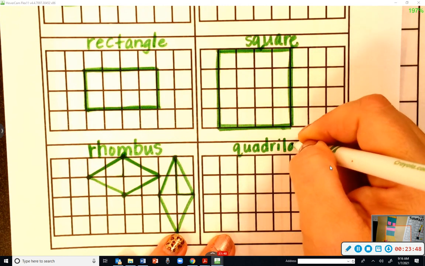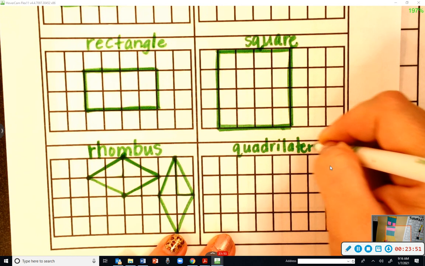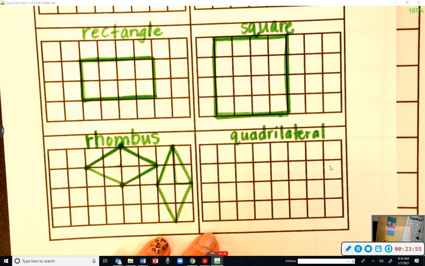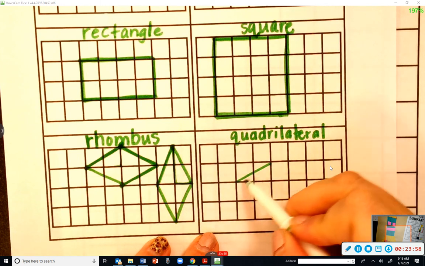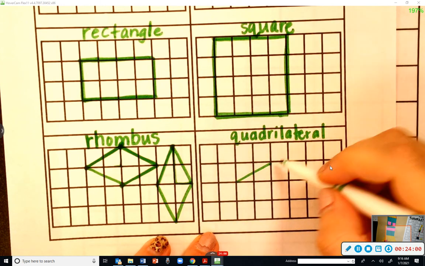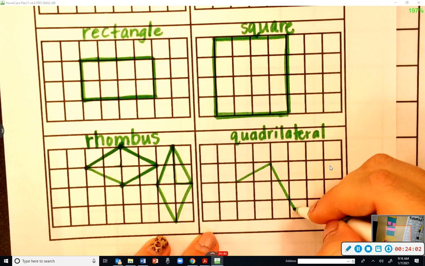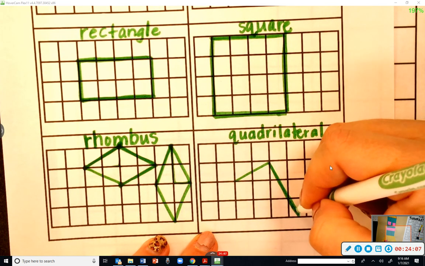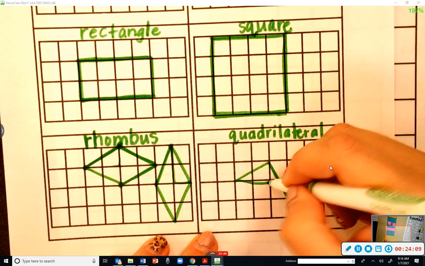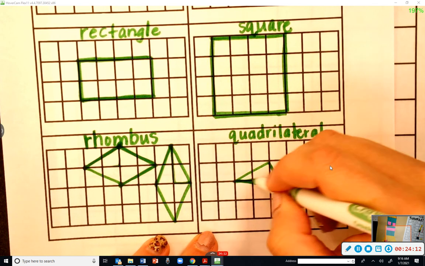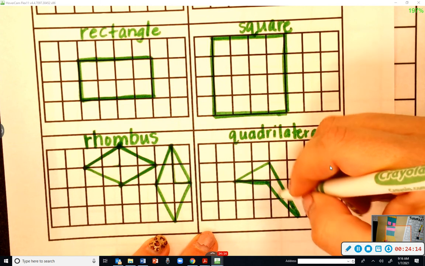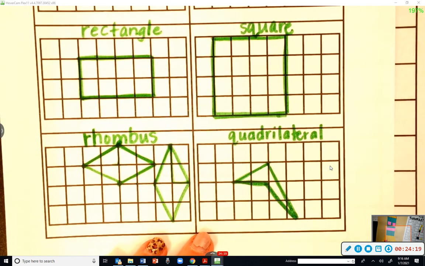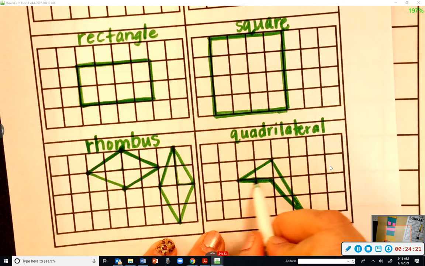Okay. Now the last one is just a quadrilateral. So what would I need to draw for a quadrilateral? A 4-sided shape. Any shape with 4 sides. Okay, so it could be whatever you want it to be. That's a quadrilateral? Yep, it has 4 sides. Any shape with 4 sides.